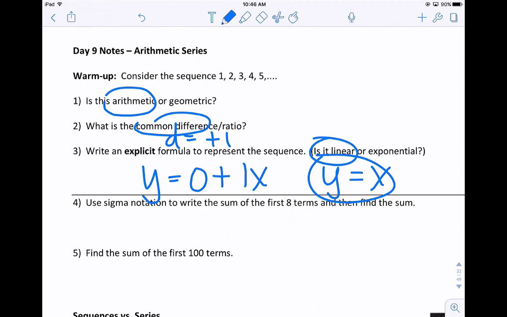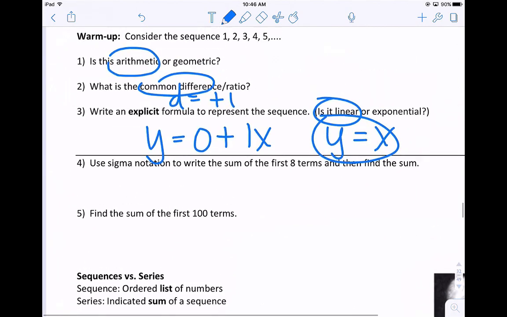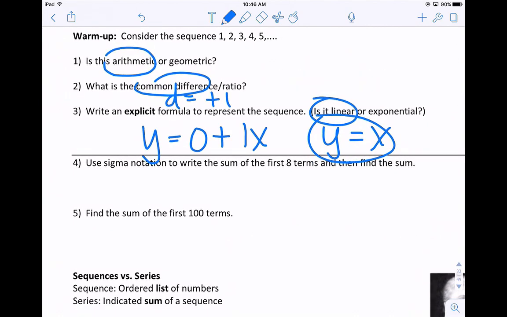It is linear. Use sigma notation to write the sum of the first 8 terms and find the sum. All right, so here's the sigma. We want to go from the first term to the 8th term. And we need to put the explicit formula here. Instead of x, I'm just going to write n. And then find the sum.